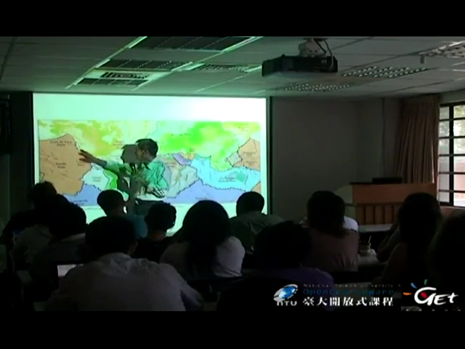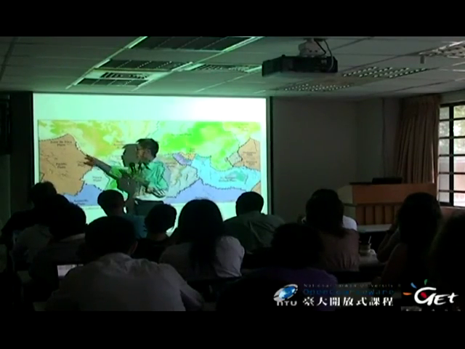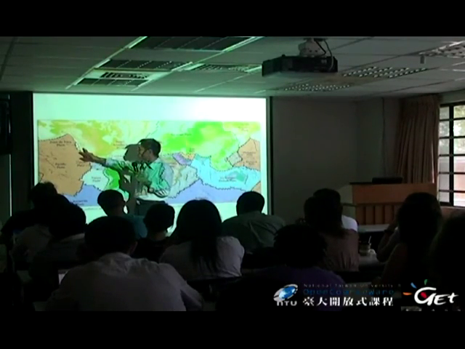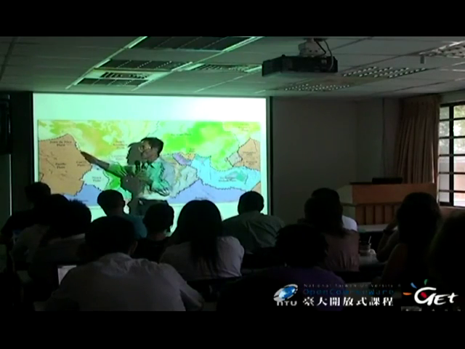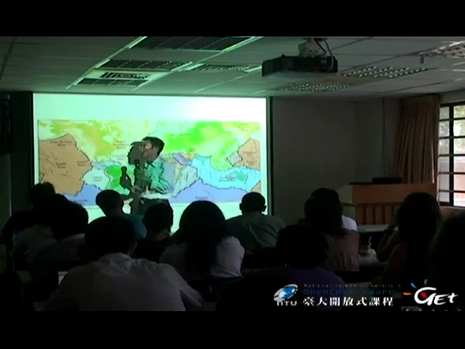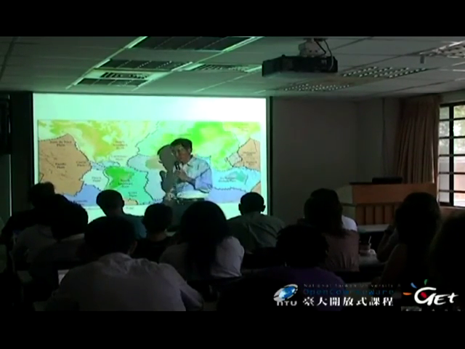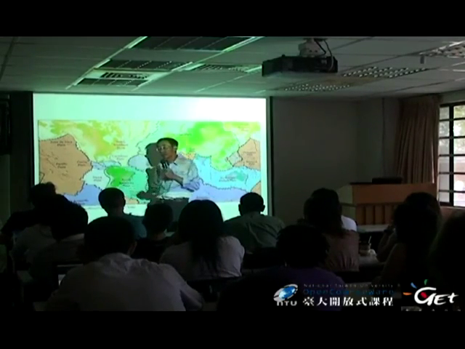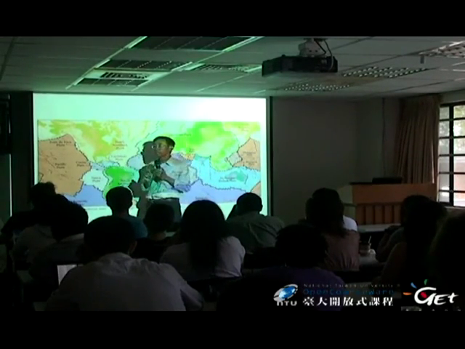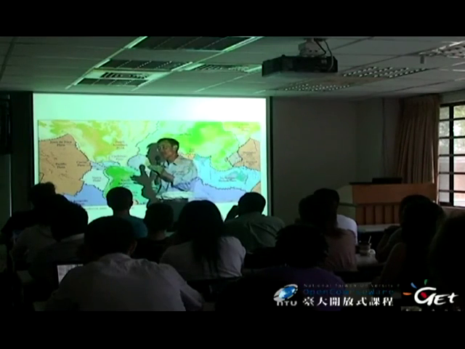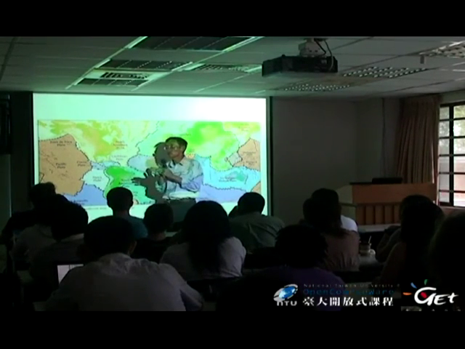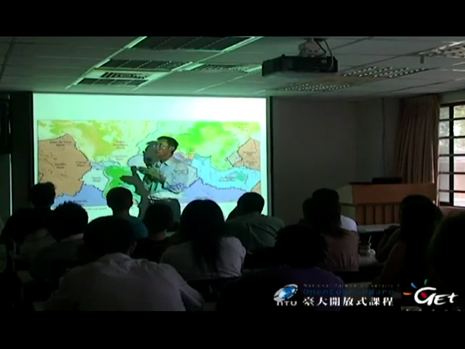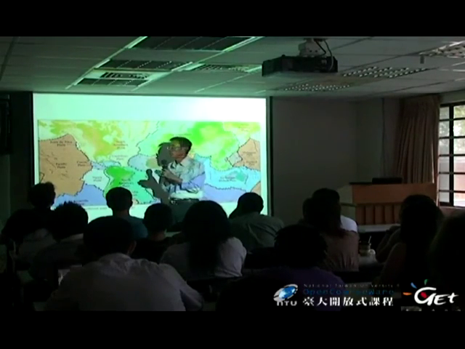Another example would be in California, where the Pacific plate is moving northwestward, and then you have the San Andreas Fault right here. This kind of boundary is more or less a so-called strike-slip fault, where two plates move side by side in opposite directions. There is no convergence or divergence in between.